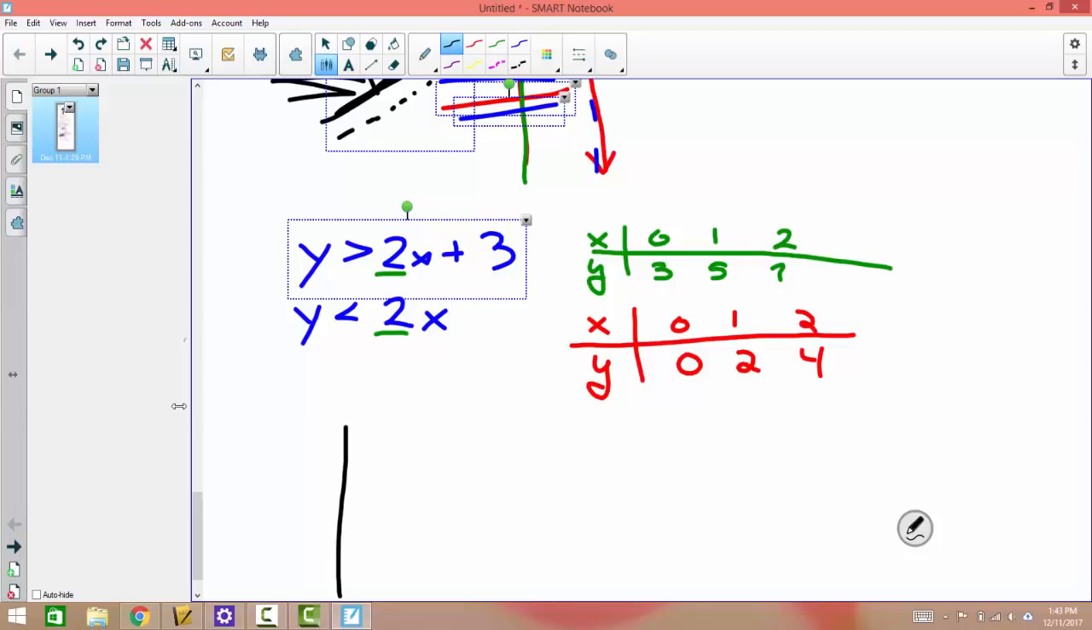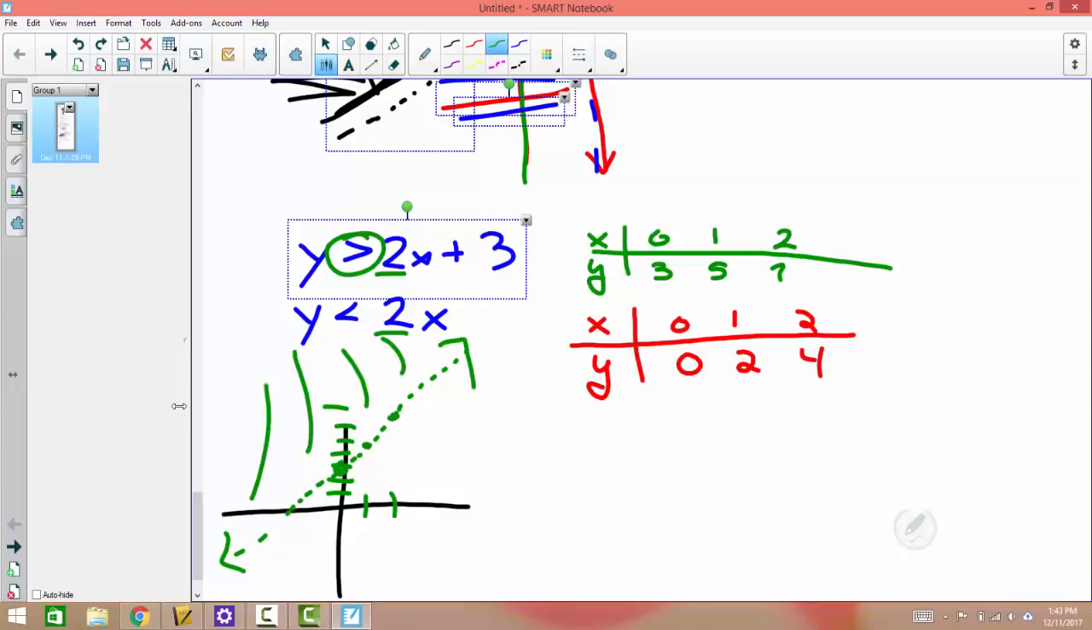Okay, let's go ahead and graph both of those. So over 0 up 3, over 1 up 5, over 2 up 7. Is this a dotted line or a solid line? It is dotted again. This is the inequality we're looking at, and it reads is greater than. So shade up. And then the red one is over 0 up 0, over 1 up 2, over 2 up 4. Okay, this is also dotted.